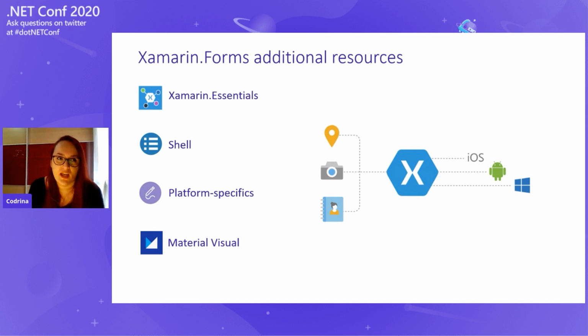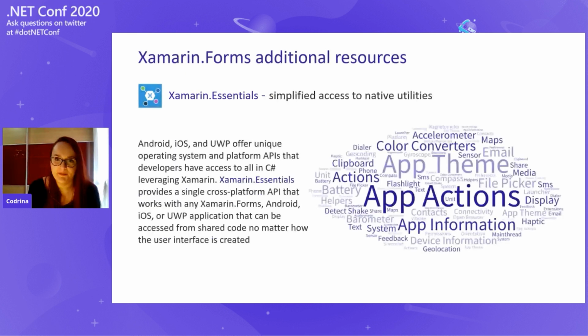So Xamarin Essentials gives you simplified access to the native utilities. Even if they are already very easy to use, if you're using this library, it's even easier to access something like the accelerometer, the maps. If you want to rely on some sharing capabilities, you can do it with the Xamarin Essentials. So this API works with any Xamarin.Forms application and can be accessed from the main project we saw.